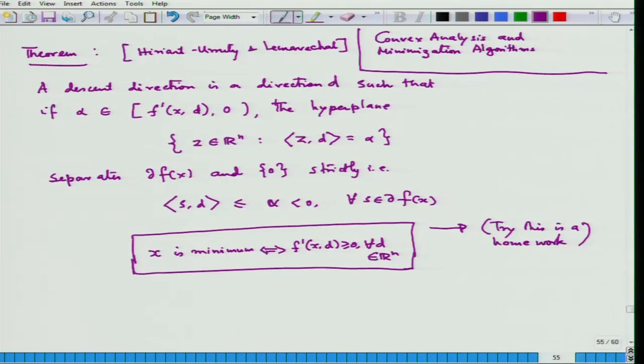Now, once this is done, what we have is the following. This would imply that if x is not a minimum, there exists d element of Rn such that f dash x d is strictly less than 0. So, there exists a direction d for which this is strictly less than 0. In effect, what I have to do is find such a d for which the value of this is minimum. Among all such f dash x d's, I will take the minimum value.